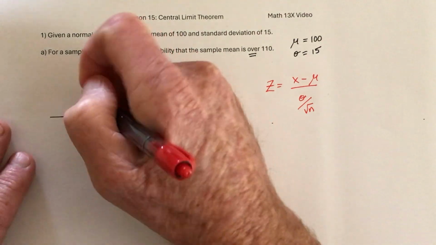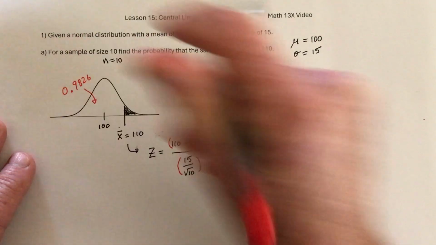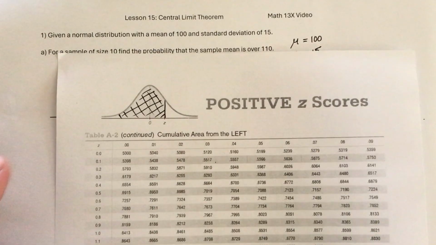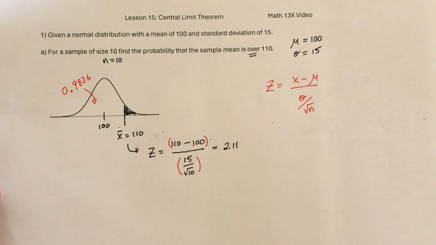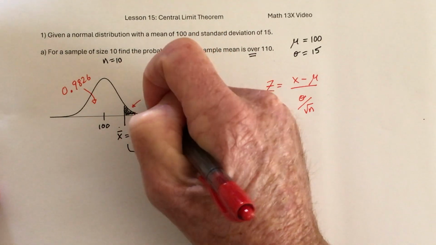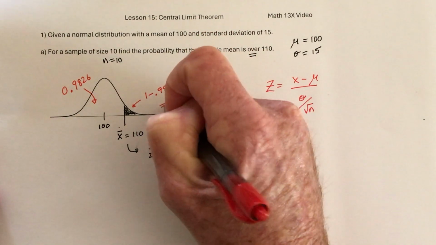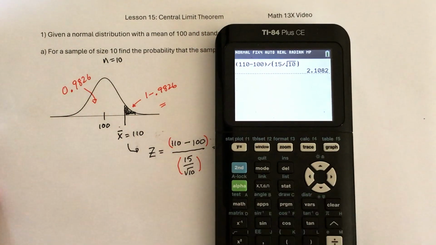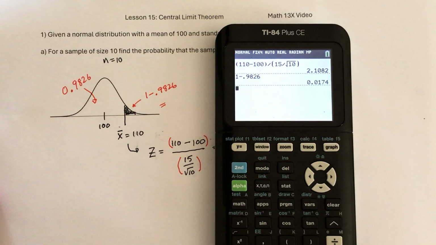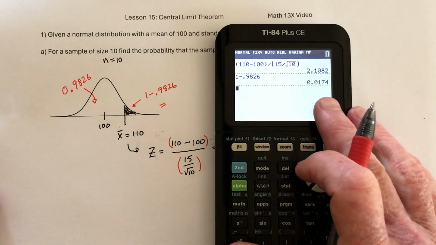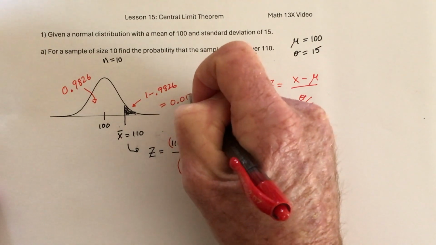But that means that the left side is 0.9826. Because remember, when you use this chart, it's giving you what's on the left. So to find out what's on the right, then I just need to go 1 minus 0.9826. And it is a 0.174.